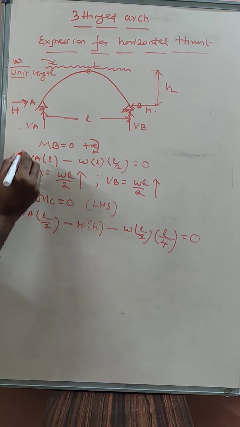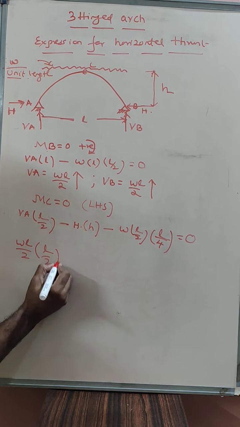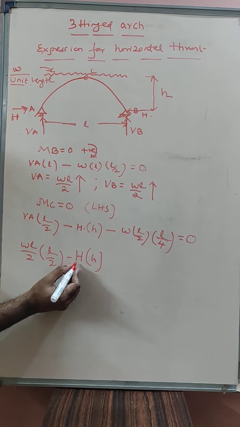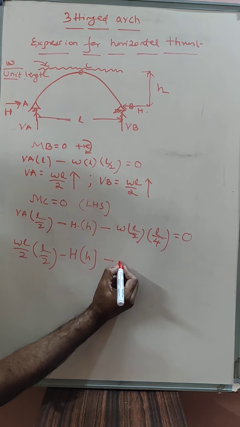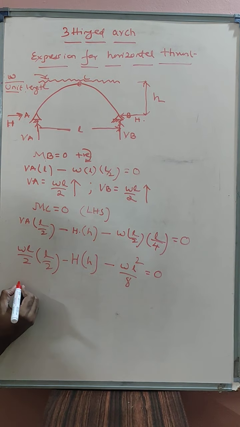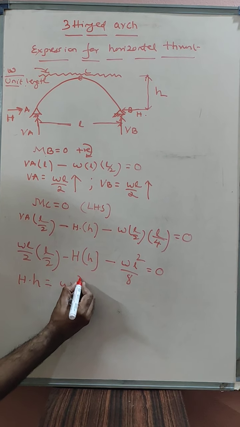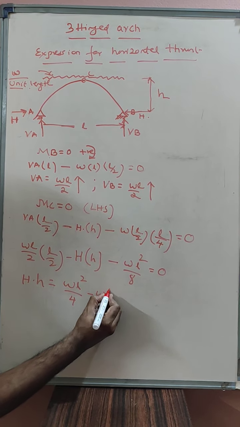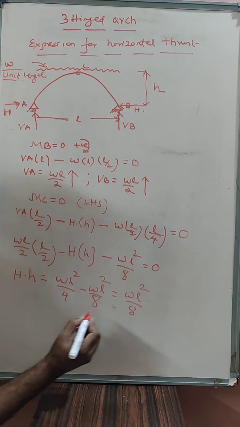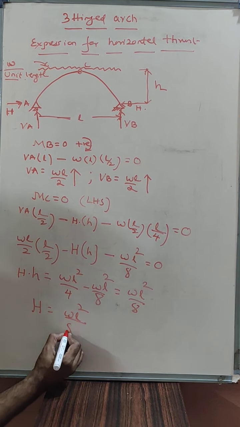Or VA, you know already, VA is equal to WL by 2 into L by 2. Substitute VA minus H into small h, where h is the rise and capital H is the horizontal thrust that we need to find out, minus WL square upon 8 equal to 0. Or H into h is equal to, take that side, WL square upon 4 minus WL square upon 8, which is equal to WL square upon 8. Or capital H, the horizontal thrust, is given by WL square upon 8h.